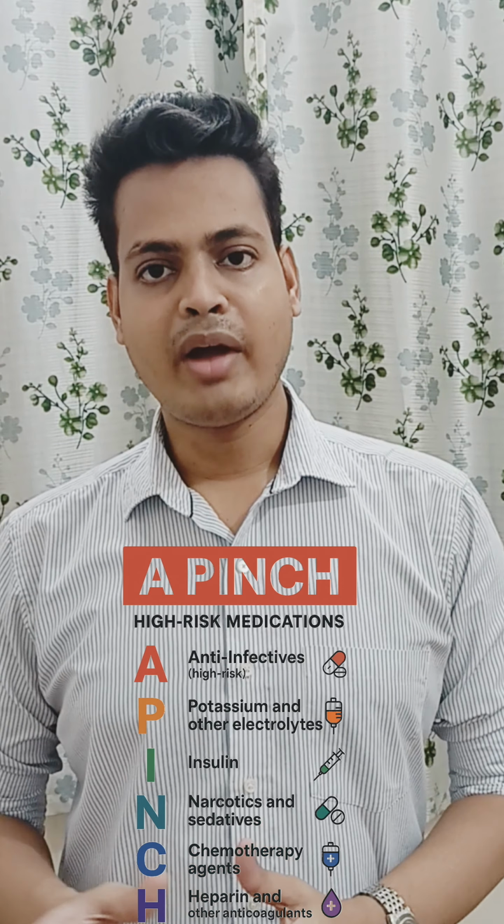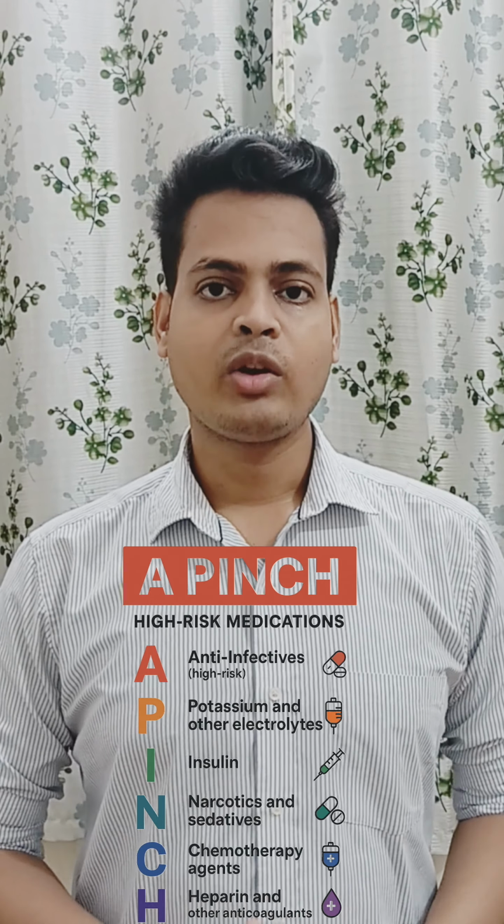APINCH. A stands for any kind of antimicrobial drugs and antiarrhythmic medication. Antimicrobial drugs like amphotericin, vancomycin, tobramycin, this kind of medication, and antiarrhythmic such as adrenaline, atropine, and adenosine, and any other inotropic medication. These all are high alert medication.